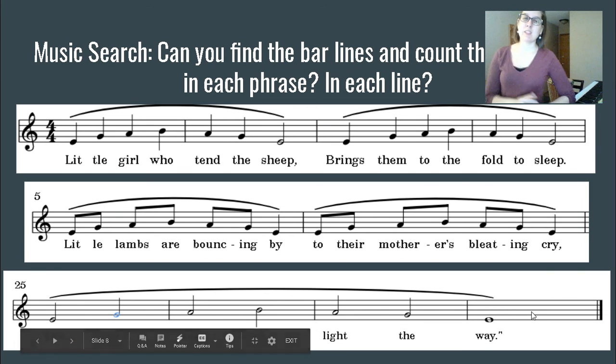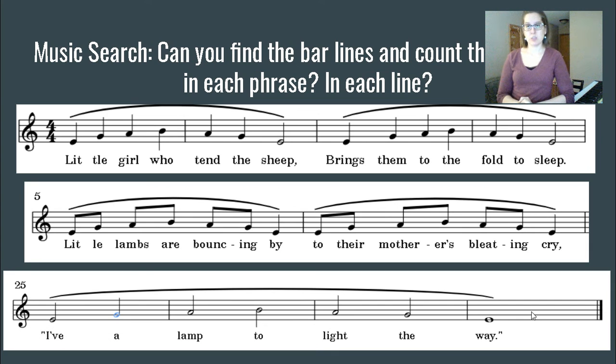Now remember that these bar lines and measures are important in music because they help break up the rhythms into sections so that the music is organized, just like you organize your writing by using capital letters, indentations, and punctuation.